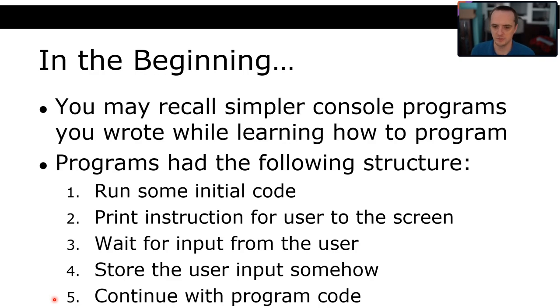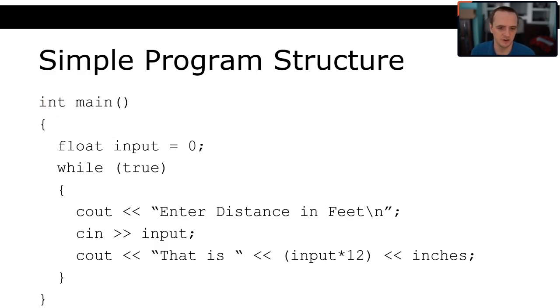So one example of this could be the following very, very simple program, right? So we're going to store the input of the user in a floating point value. So that's this float input here. And then let's just say that this program is going to loop forever, right? We're going to keep asking the user for more input and we're going to keep programming things. So here, for example, is a very simple program where we're converting feet to inches. And you've probably done something like this in the past.